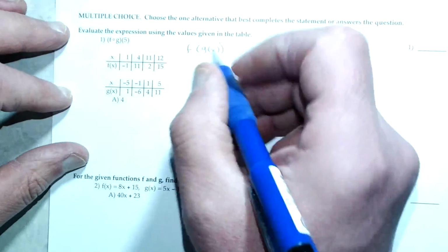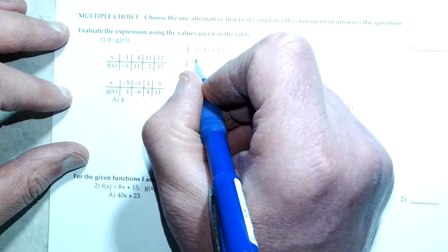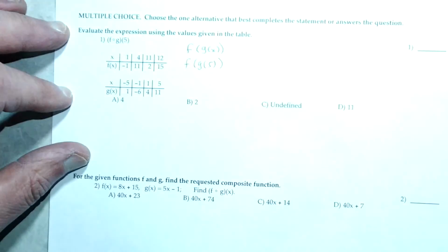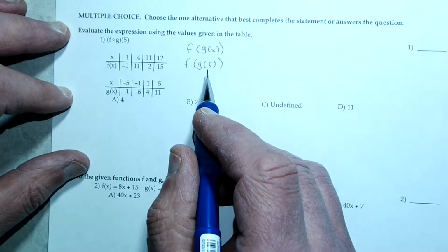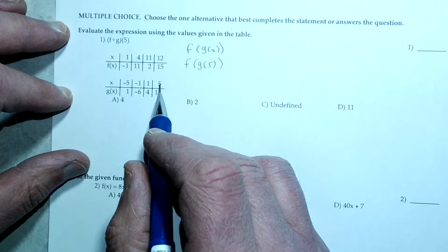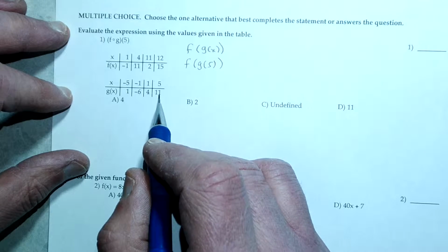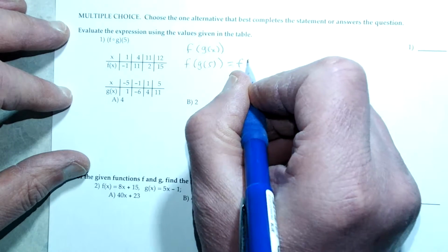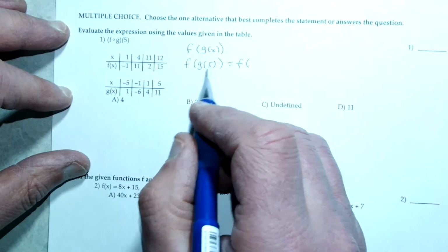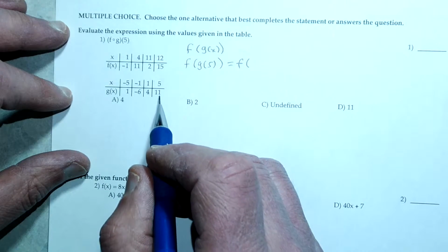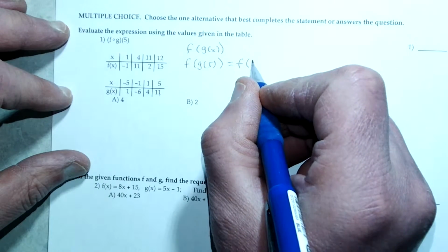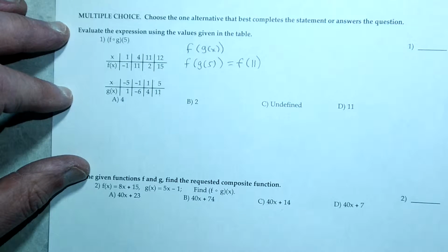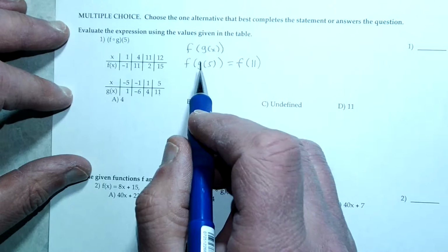If I'm looking specifically at f of g of 5, I'm going to first evaluate the g function for an input of 5. If 5 goes into the g function, the output, g of 5, is 11. So right now, I have f, and since the output for putting 5 into the g function is 11, that is going to go into my f function as an input. I'm doing a composite of functions. I'm doing a function on a function.